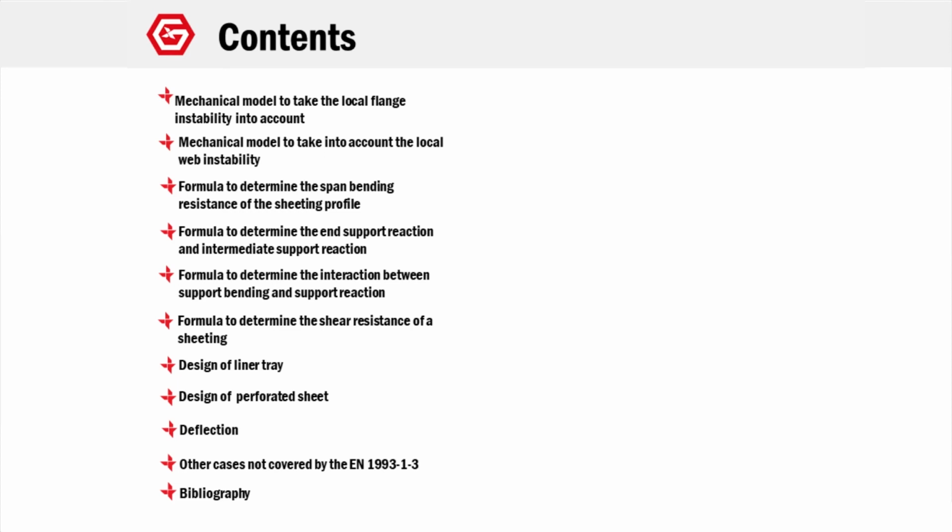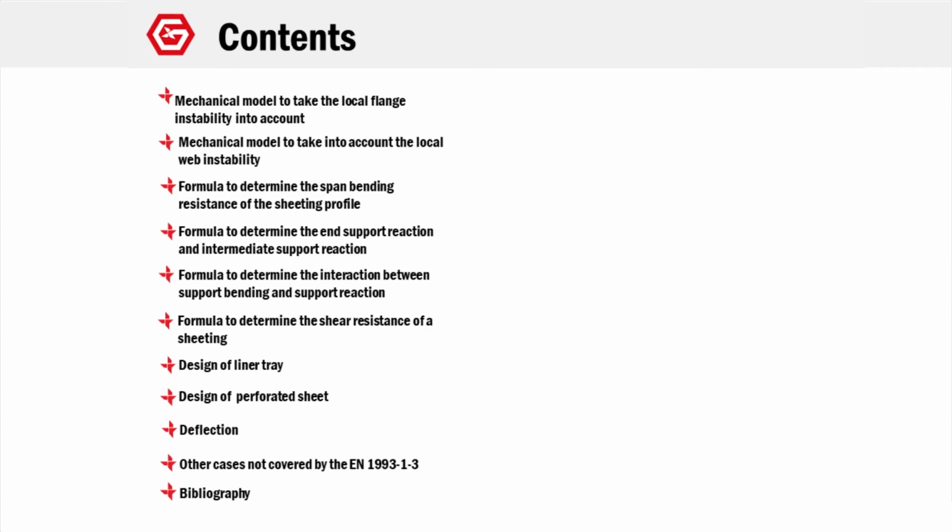We will study also the mechanical model to take into account a local web instability. We will see the formula to determine the span bending of a profile sheet. We will see the formula to determine the end support reaction and the intermediate support reaction. We will demonstrate the formula to determine the interaction between the support bending and the support reaction. We will find a formula to determine the shear resistance of the sheeting.